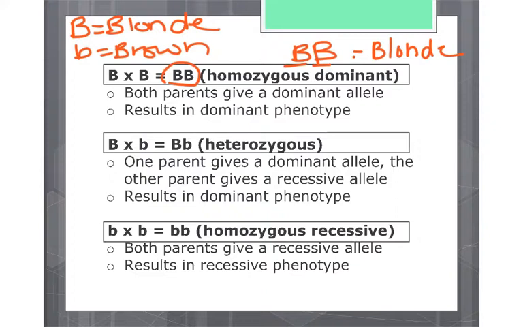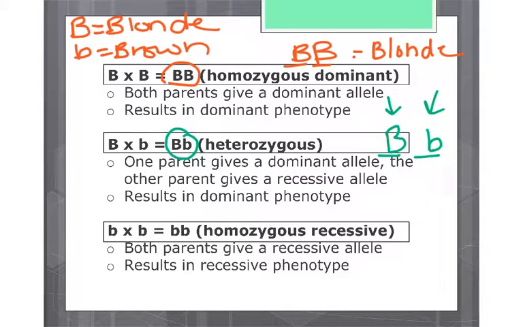Okay, so now looking at the second case, we have an individual that has a big B, little b. When they have one dominant and one recessive trait, we use the term heterozygous. What this means is that this individual has a blonde-haired allele and a brown-haired allele. If this individual has one of each, then one parent had to give the big B, the other parent had to give the little b.